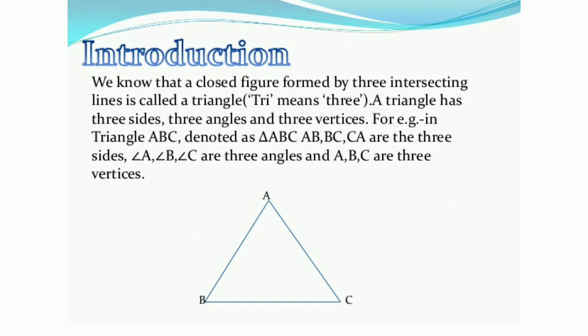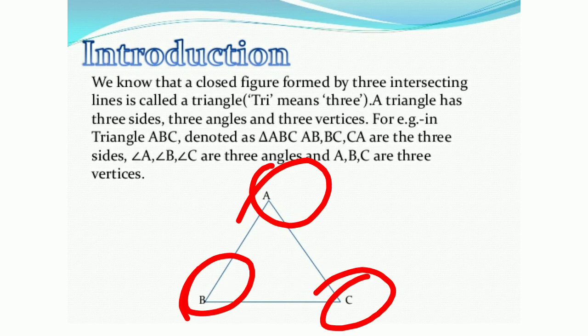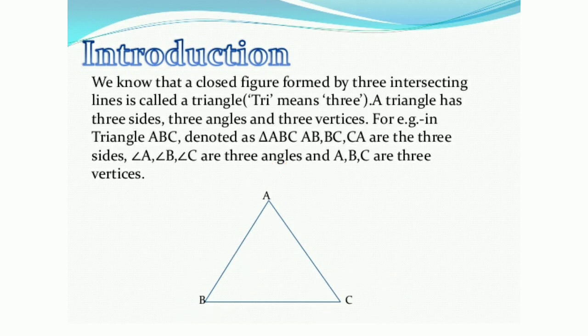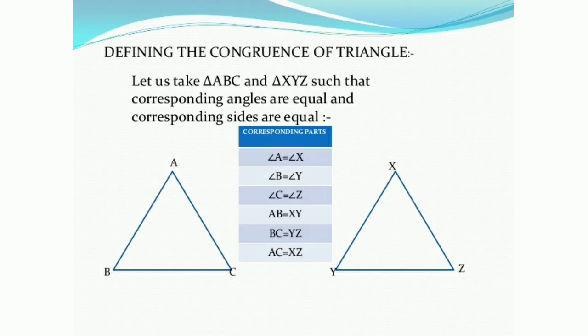For example, triangle ABC, denoted as triangle ABC using the symbol. Then AB, BC, and AC are the three sides of the triangle. Angle A, angle B, and angle C are the three angles, and A, B, C are the three vertices of the given triangle. Then we are going to start congruence of triangles.